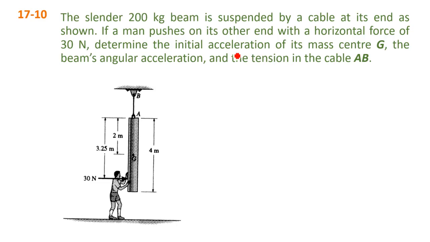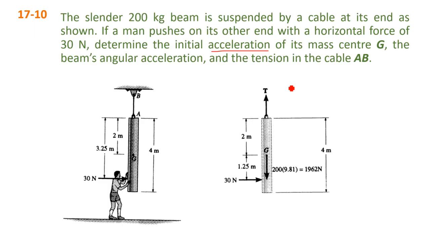So we need to find its initial acceleration, which will be the horizontal one, the beam's angular acceleration, and the tension in the cable AB. We start now by drawing the free body diagram for this example. Tension is upward at point A. The weight is downward at point G. And we have the horizontal force of 30 Newton at 1.25 meters below the center point.